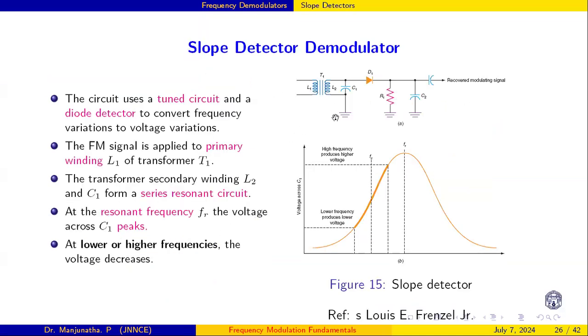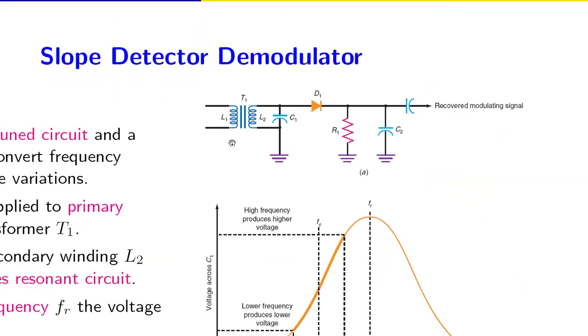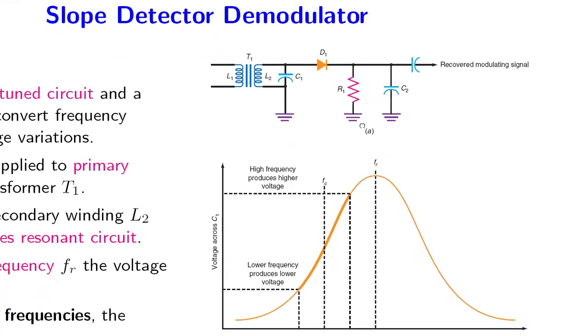And this is the circuit of the slope detector. The primary of the transformer T1 is L1, and this is L2. The received signal, the FM modulated signal, is given to the primary of the transformer, L1, and that will appear in the secondary of the transformer, L2. T1 is a transformer, L1 is the primary, L2 is the secondary. C1 is the capacitor connected across L2. D1 is the diode, used here as a rectifier. And this is R1 and C2, the bypass capacitor.